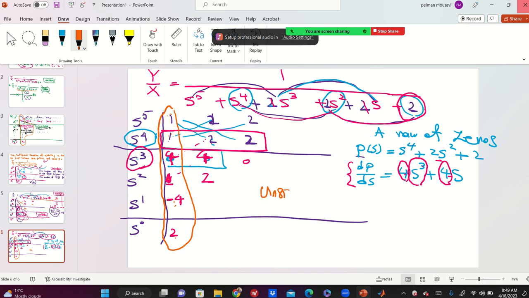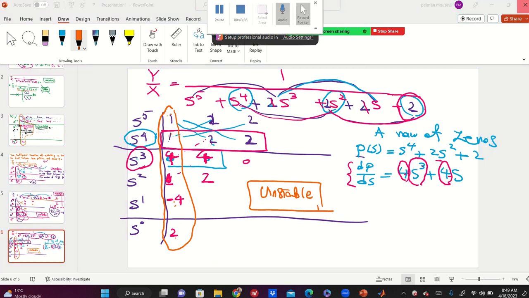Great. How many right-hand poles the system has? How many? No. Number of sign change. How many sign change you have? From plus 1 to minus 4, 1 sign change. From minus 4 to 2, 2 sign change. So you have 2 right-hand poles.